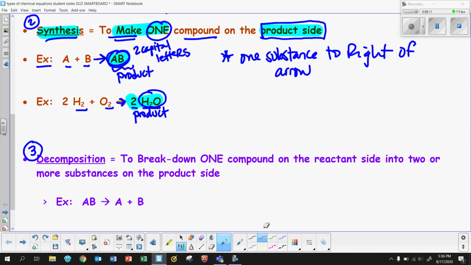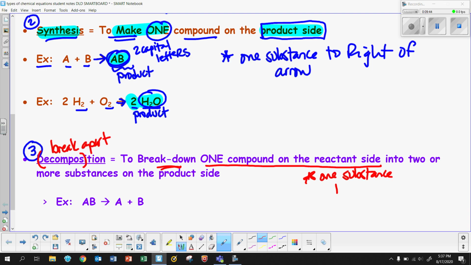Now think back to biology. What do decomposers in a food chain do? Right, decomposers break down dead and dying and organic matter. That's what decomposition in chemistry means. It means to break apart. Okay, decompose means to break apart. And you're not just breaking apart anything, you're breaking apart one compound on the reactant side. So you're breaking apart one compound on the reactant side. That means you have one substance to the left of the arrow.